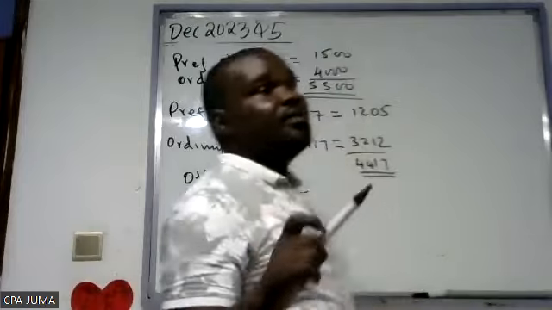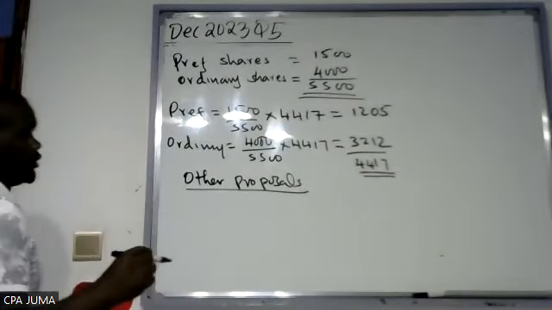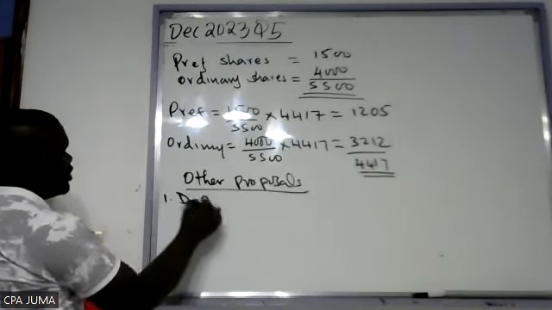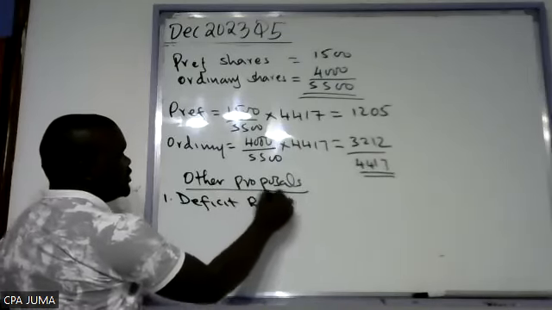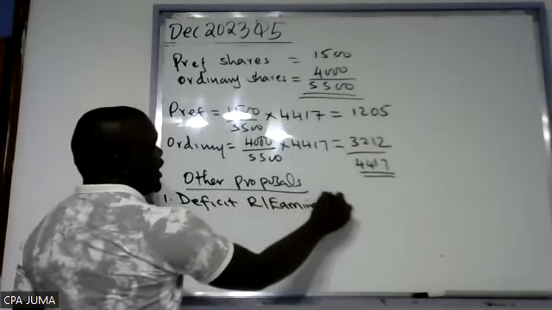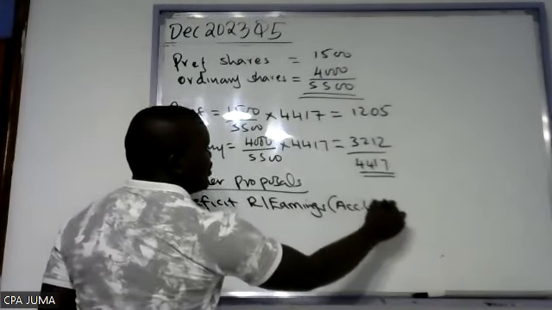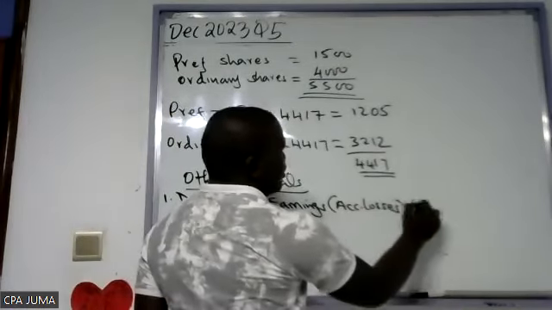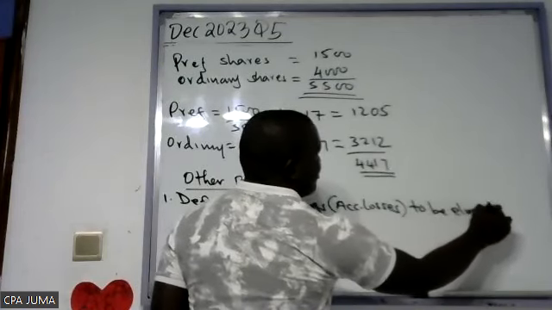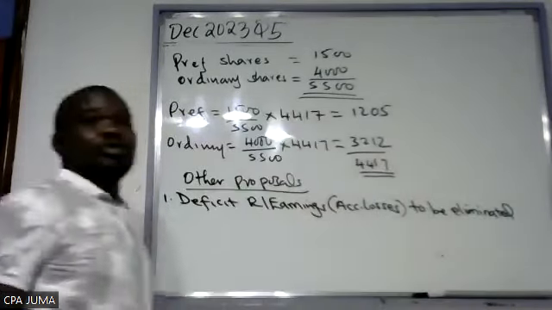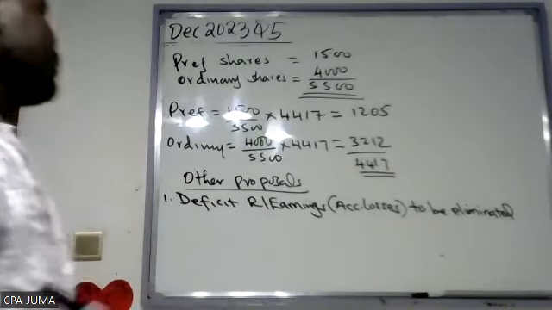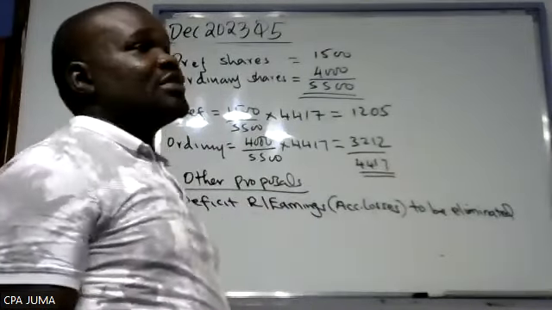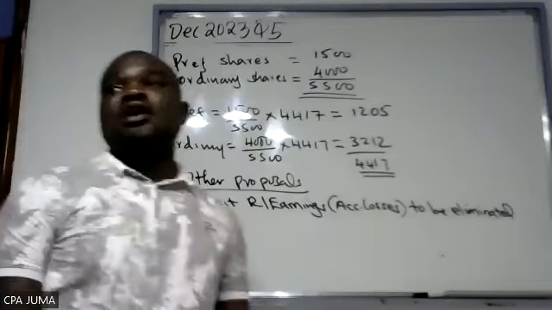Like number 1, you can say accumulated losses. Kama umechoka na the word accumulated losses, you can call it number 1, deficit retained earnings. Deficit retained earnings are the accumulated losses. Deficit retained earnings is the accumulated losses to be eliminated. So now you're advising them on the proposed scheme. Deficit retained earnings to be eliminated. That is quite obvious. Everyone else knows that. But now, yeah, that is standardized.